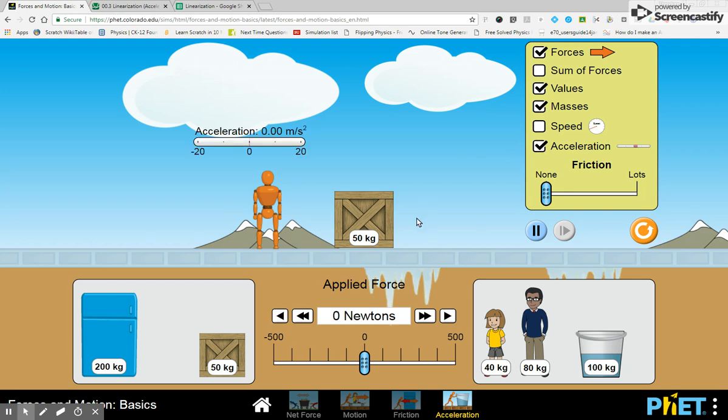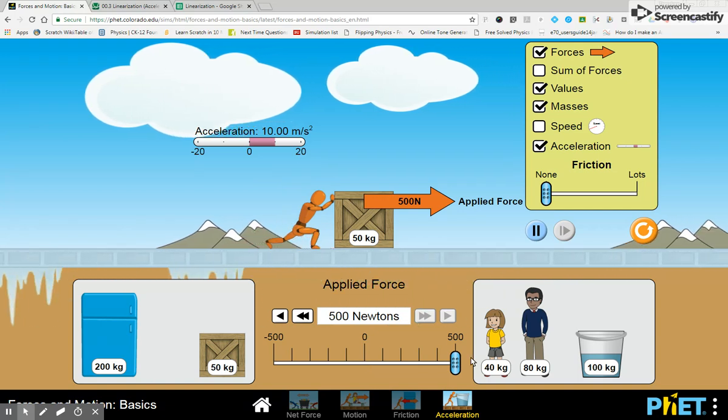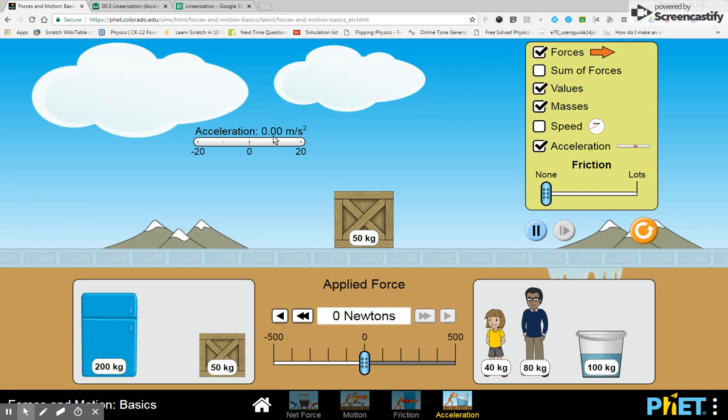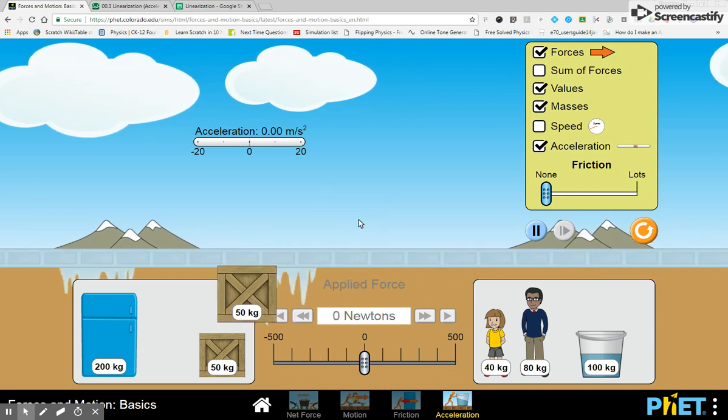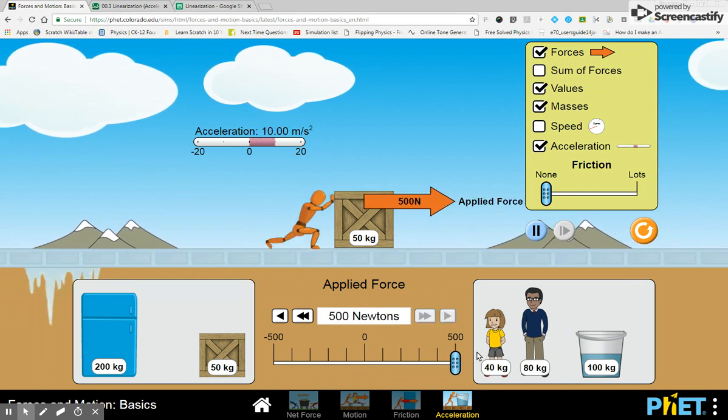Now, in any good experiment, when we are testing out variables, we must hold any other condition that might affect the data constant. So we are going to apply 500 newtons of force to a bunch of different objects. We have a 50 kilogram object, a 200 kilogram, 40, 80, and 100. I'm just going to push, and as I'm pushing, if we look above, we see an acceleration of 10. I'll push that again so you can see it. If I reset the block and push, we get 10 meters per second squared of acceleration.